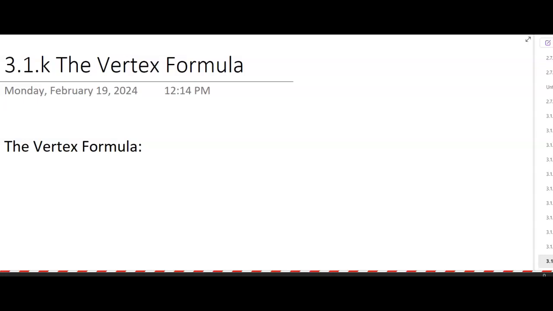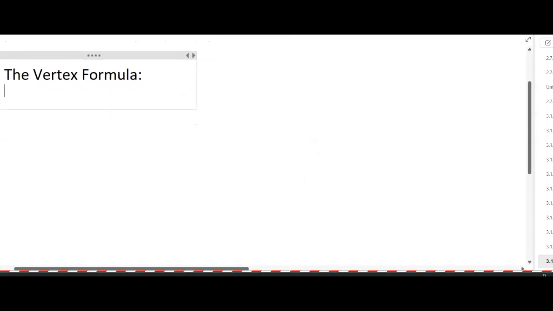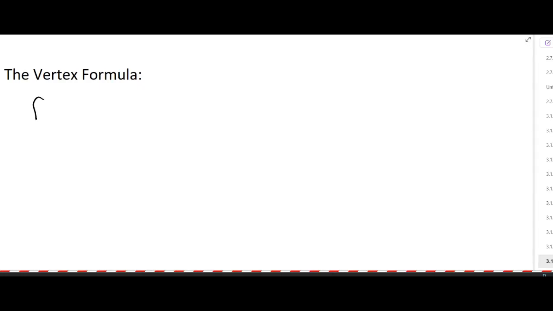Okay, so the vertex is pretty important in the world of quadratic functions. A lot of times we need to know the vertex, and there is a formula for it. So we're going to show you where that formula comes from. So I'm going to start way over here.